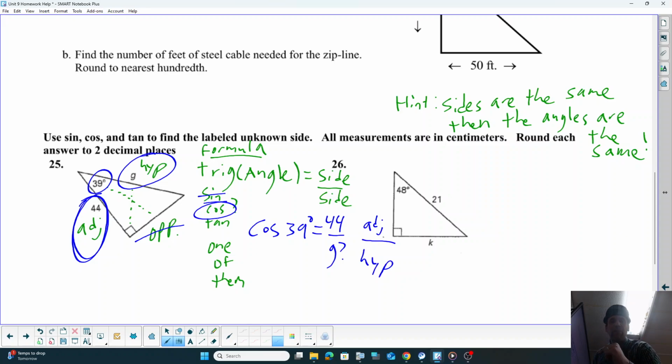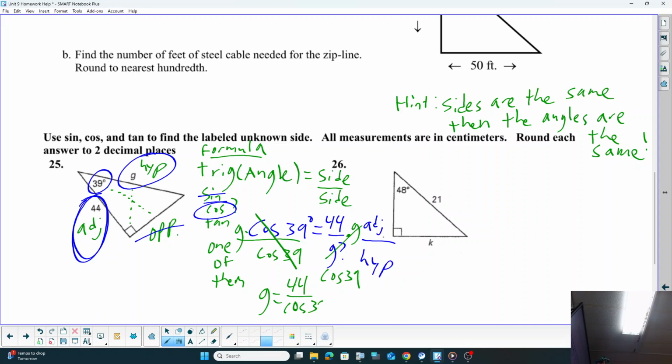We're going to multiply it over to the other side because we're trying to solve for G. Then we're going to have to divide the cosine 39 to the other side, like so. So now we have G is equal to 44 divided by cosine 39. And now we're just going to plug that into our calculator.